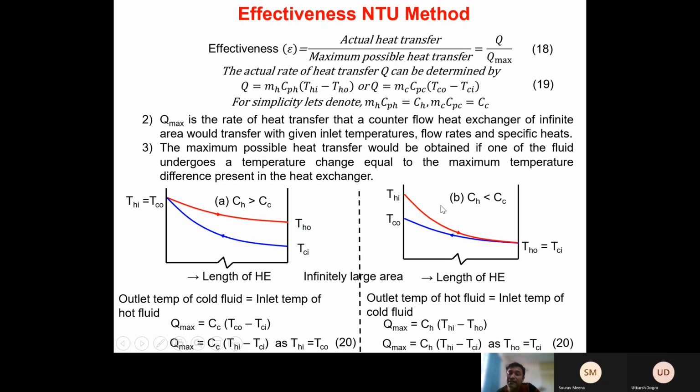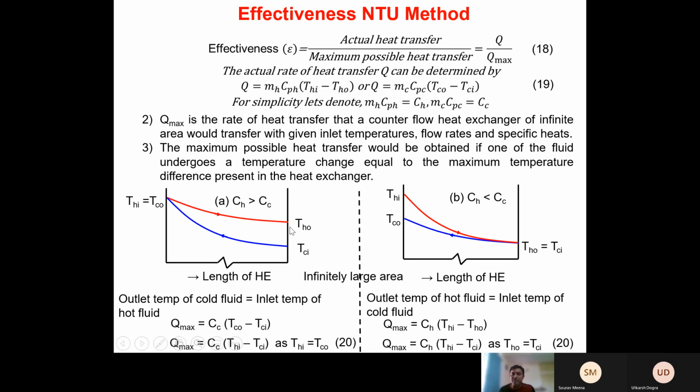So in this case, you can see that the outlet temperature of the hot fluid will eventually equal the inlet temperature of the cold fluid, TCI, if I give an infinite length or infinite area. What it means is, if I give an infinite area heat exchanger, it is easy to cool the hot fluid because its CH value is lower. That means its amount is lower compared to the cold fluid. Can you see the point? Yes, sir. So eventually THO reaches TCI.